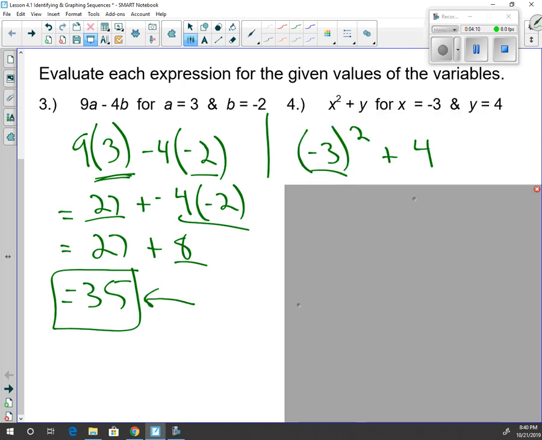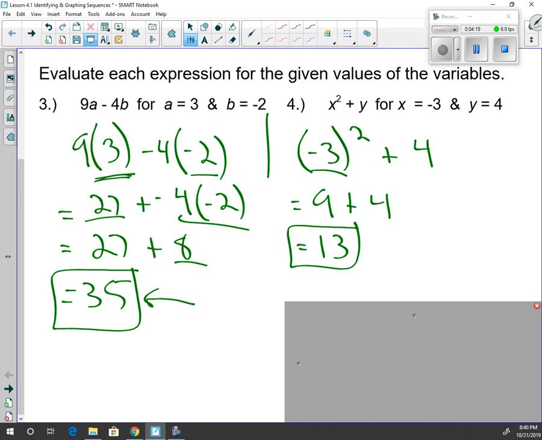For this one, remember, this -3 is in parentheses, so that means -3 times -3, which is +9, and then 9 plus 4 is 13. So those are the answers to your warm-up problems.